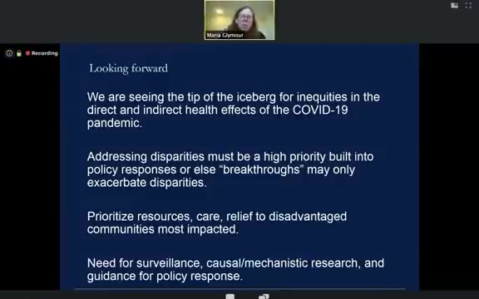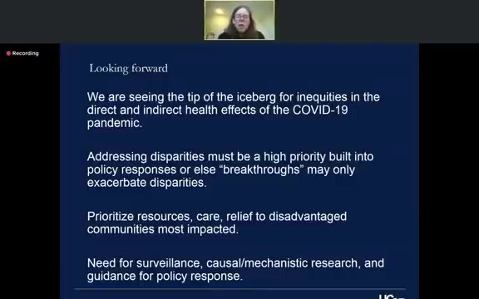So we should be prioritizing resources, care, and belief to the disadvantaged communities most impacted. There is an urgent need for ongoing, better, more detailed surveillance, and we should think about the tools we're using for surveillance and how those may influence how we see disparities. For example, the KINSA thermometers, that data is so nifty, but it's really important to think about it in the context of disparities. We also need causal mechanistic research to help guide policy responses.